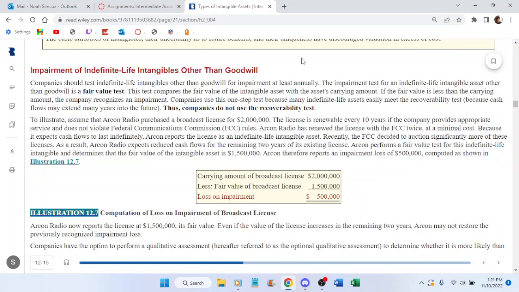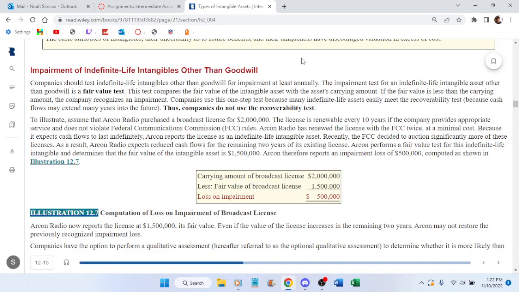To illustrate, assume that Archon Radio purchased a broadcast license for $2 million. This license is renewable every 10 years if the company provides appropriate service and does not violate Federal Communications Commission rules. Archon Radio has renewed the license with the FCC twice at minimal cost. Because it expects cash flows to last indefinitely, Archon records the license as an indefinite life intangible asset.